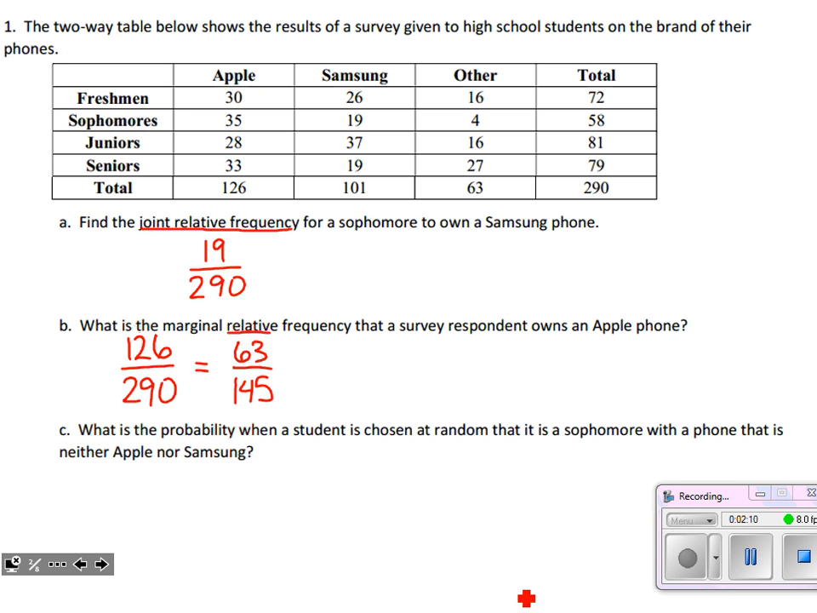And letter C, what is the probability that if a student is chosen at random, it's a sophomore with a phone that's neither Apple nor Samsung? Well, our sophomores that have the other type of phone, there's only 4 of them, so we have 4 out of that 290 total, and that simplifies to 2 over 145 for that probability.